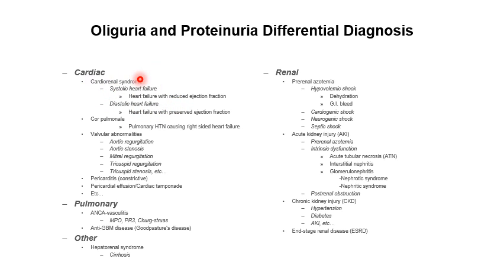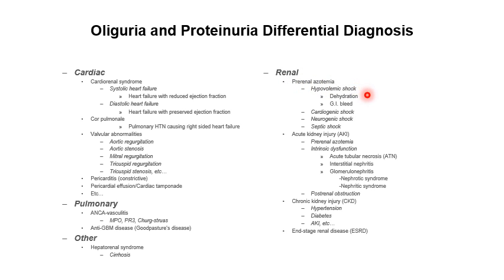There are different subtypes. You can have valvular problems that can do it. You can have cardiac tamponade, which can do it. You can have vasculitis problems that affect the lung. Common ones would be MPO, PR3, or Churg-Strauss. You can have anti-GBM disease or Goodpasture disease. You can have liver failure, which can cause hepatorenal syndrome. Or you can have something called prerenal azotemia.